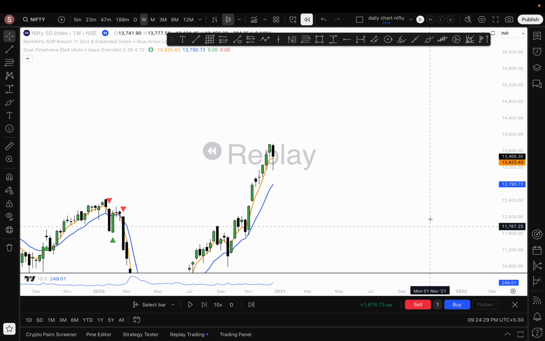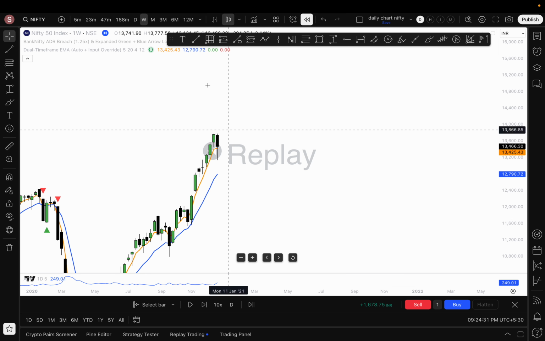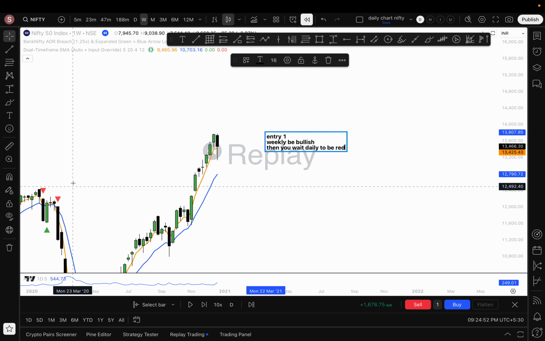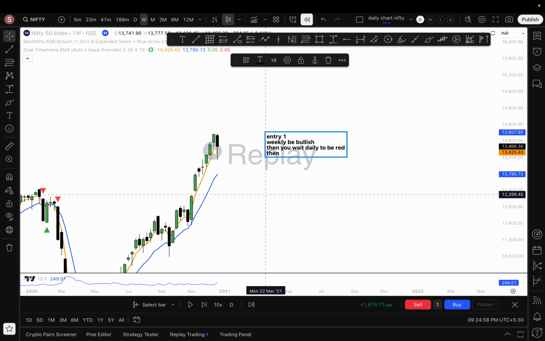Now what is the funda? Entry one is that you wait for the weekly to be bullish, that's your green signal. Then you wait for the daily to be red, which is the red signal, on the daily. You just have to change your time frame from weekly to daily. Then you wait for the daily to turn green, and that is your buy signal.